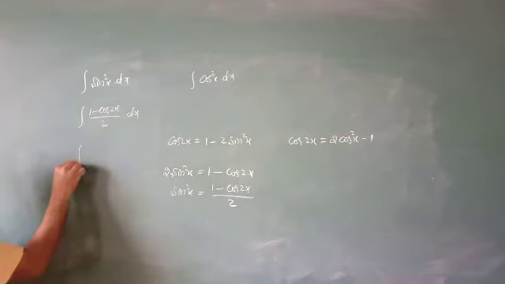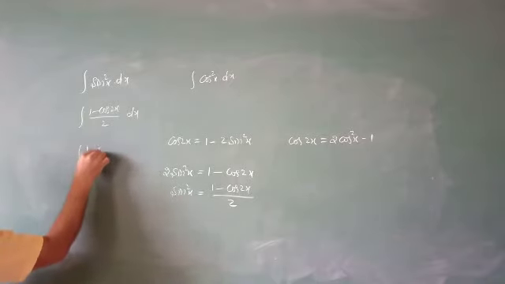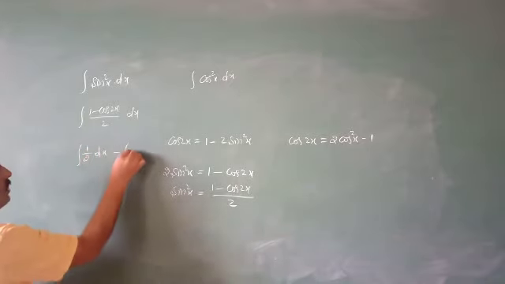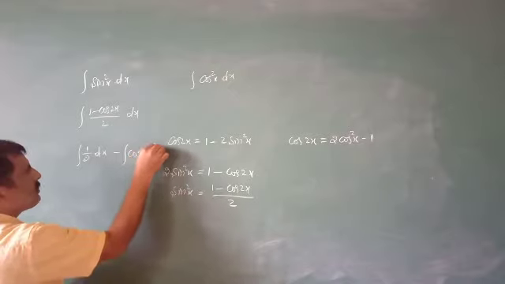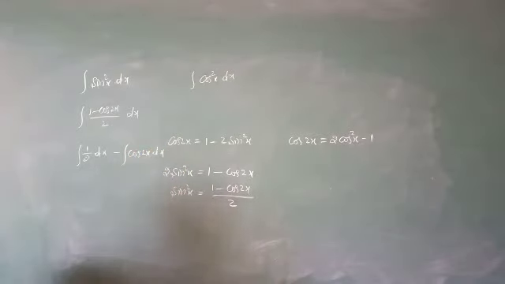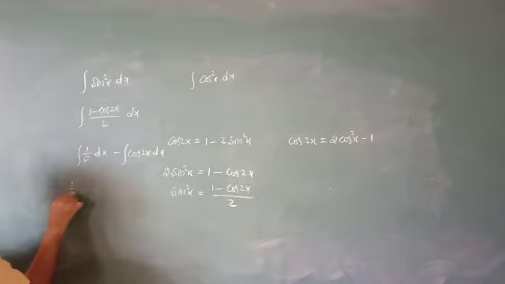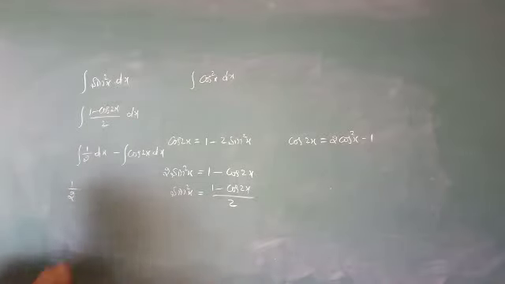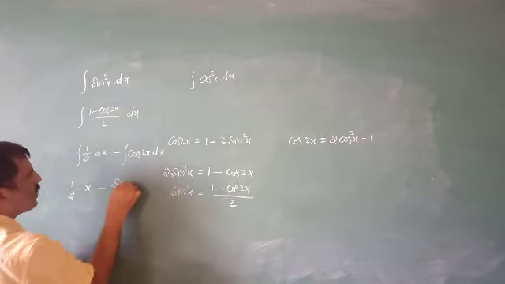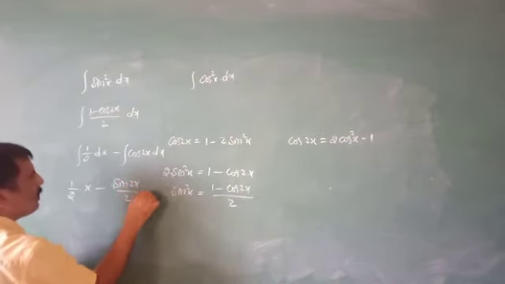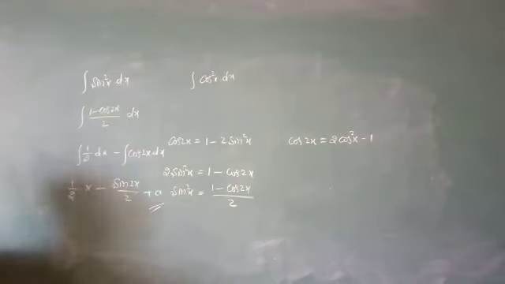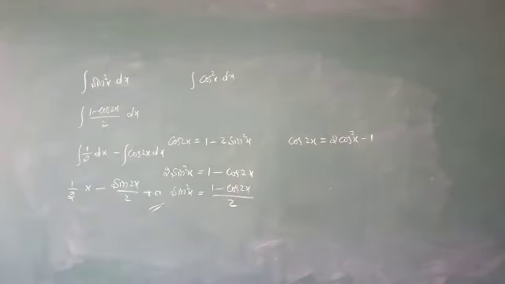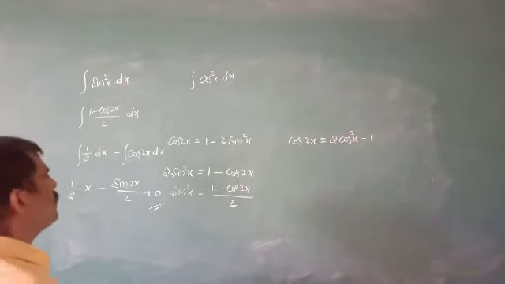So it is integrate of 1 by 2 with respect to x minus integrate of cos 2x with respect to x, equal to 1 by 2 into integrate of 1 is x, minus cos 2x integrates to sin 2x divided by 2, plus c. So here the answer is 1 by 2 x minus sin 2x divided by 2 plus c.